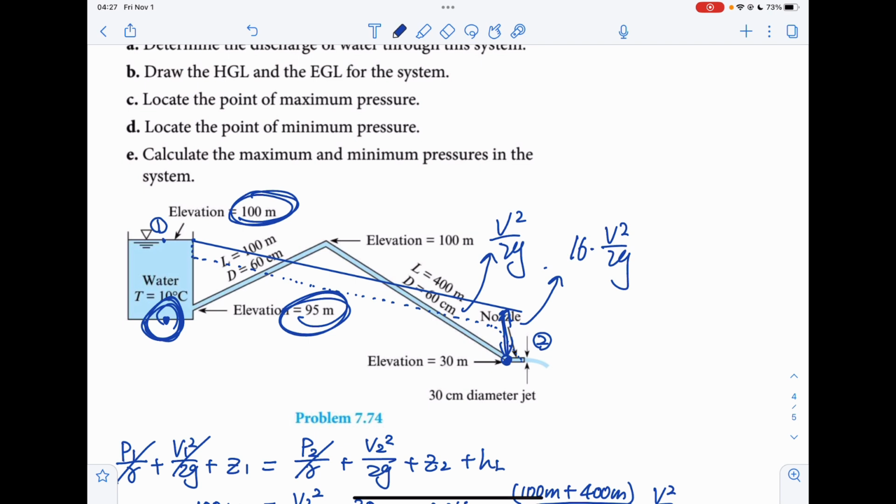So the maximum pressure point will be at the point of the nozzle, Pmax, and the minimum point will be somewhere here, where the pipe is higher than the energy grade line and hydraulic grade line. Okay, so here we will have a minimum pressure, therefore it will be negative pressure. That's why it will be the minimum point.